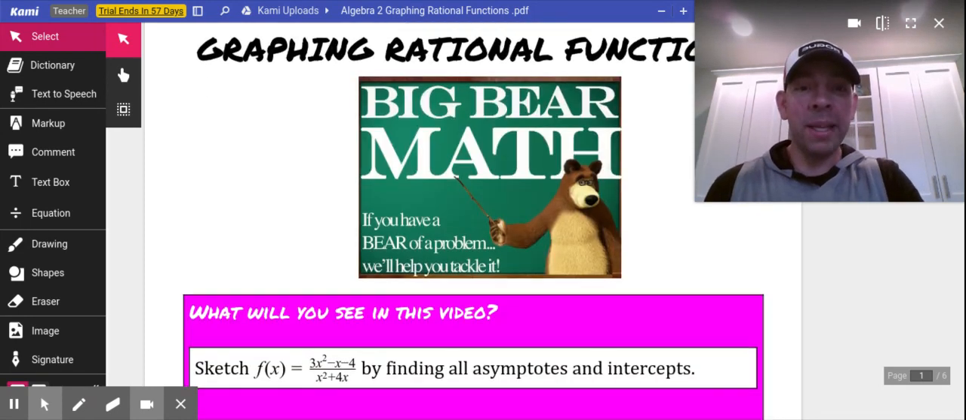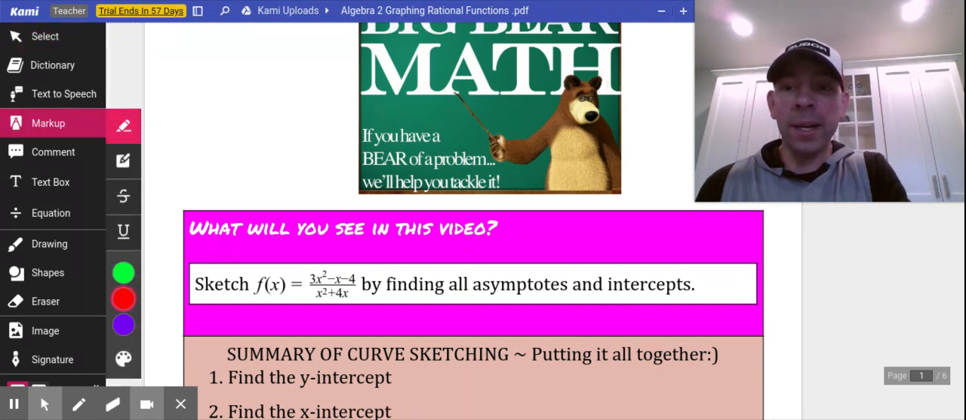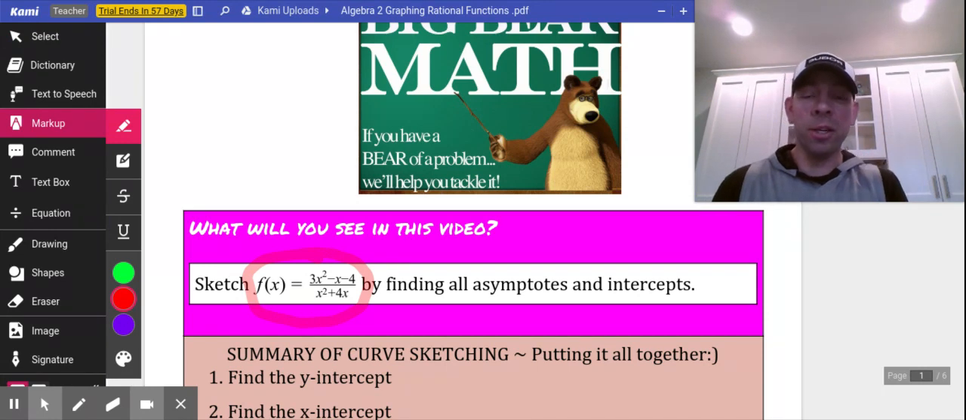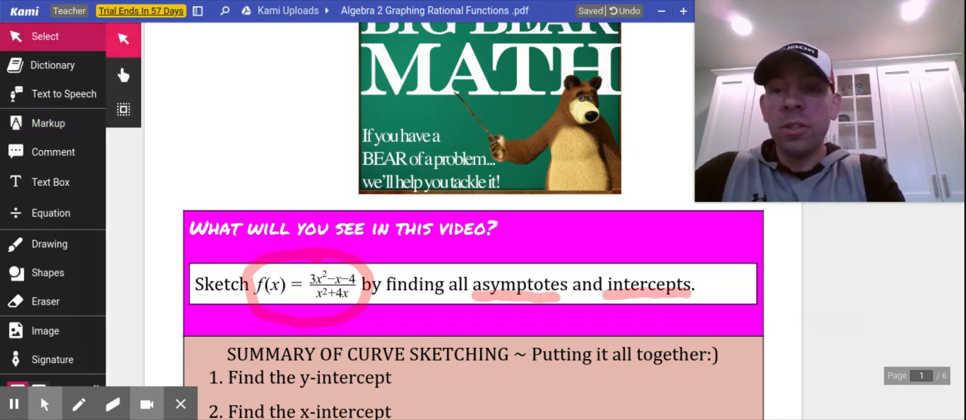So our goal is by the end of the video today, we're going to be able to take this really wild looking function right here, and we're going to try to graph that function, come up with a really accurate, neatly well done graph without using our calculator. How scary is that? It really comes back to being able to identify all the asymptotes and all the intercepts, and then a couple other tricks after that. So let's dive right in.